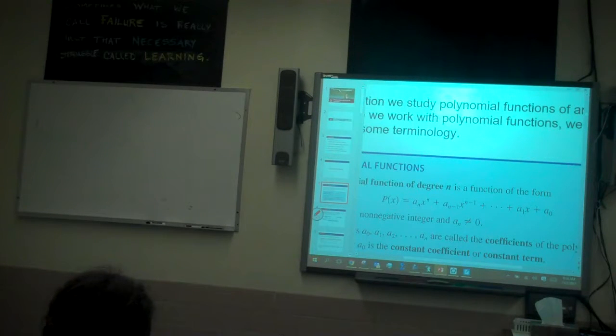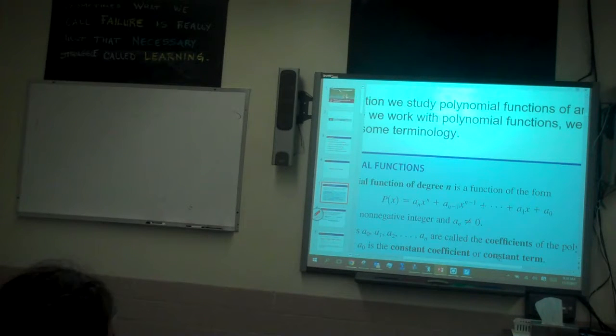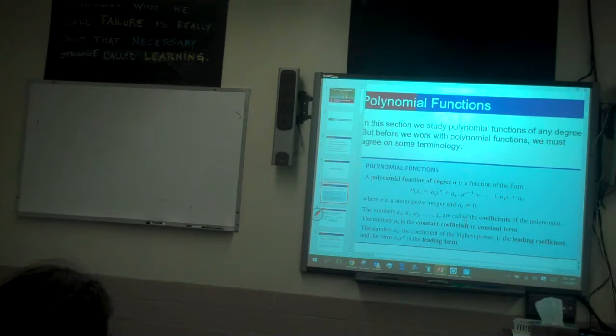But working through this definition, all of the a sub whatevers, a sub n minus 1, a sub 1, a sub 0, those are all coefficients of the polynomial. And they can be anything they want to be. A sub 0 is a special one because it doesn't have a variable term with it. We could, if we wanted to, put an x to the 0 with it. But what is x to the 0? 0? Careful. 1. It's 1. So we already have a sub 0 times 1 there.